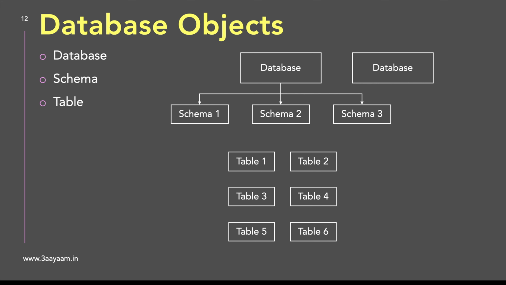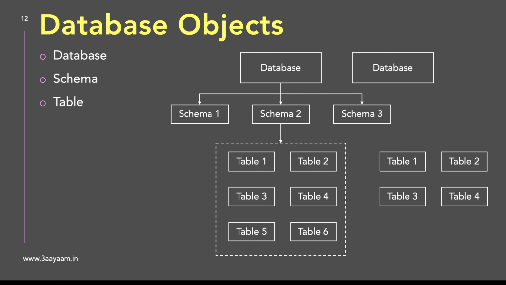So a single schema can contain multiple tables. So all these tables would belong to, let's say, schema 2. You can create other tables also under another schema. So these tables would belong to this particular schema, which is schema 3. Now, as you can see, the table names are same. Table 1, table 2, 3, 4, 5, 6. Schema 2 contains these 6 tables, and schema 3 contains table 1, 2, 3, 4.